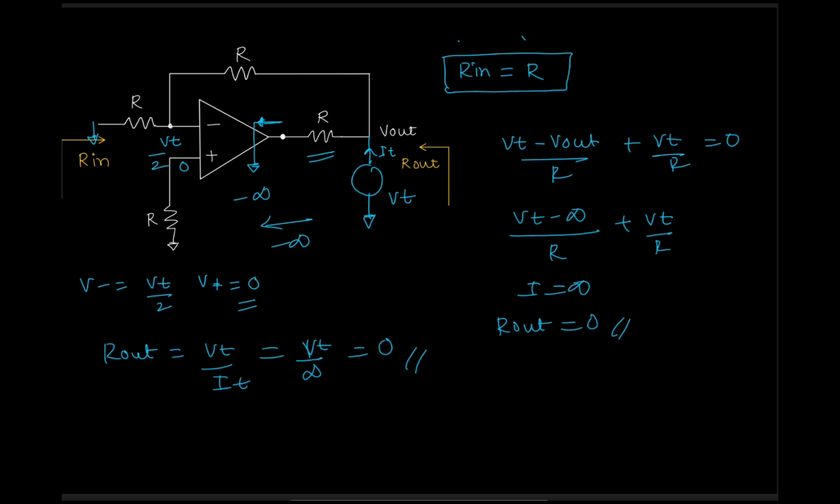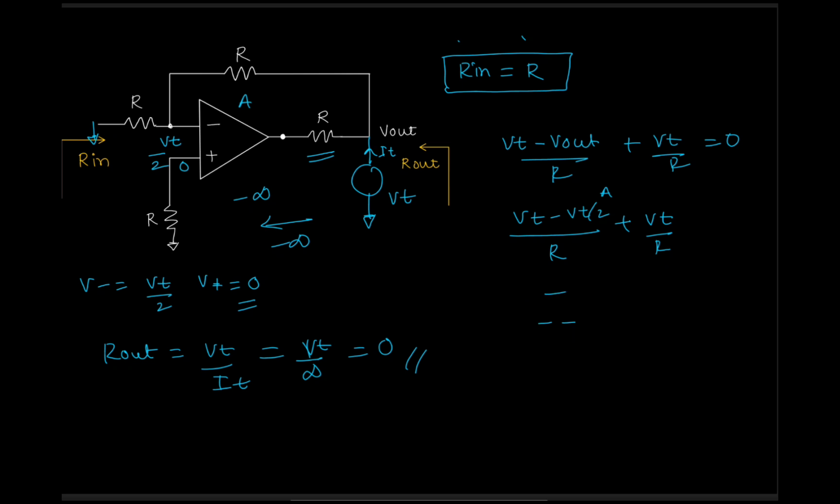But I will ask you one other question. Assume this gain is not infinite. Assume there is a gain of this A, and assume the output resistance is 0. Okay, so output resistance is 0 and the gain is A. So what will happen? Now this will not be minus infinity. This will be VT by 2 into A.